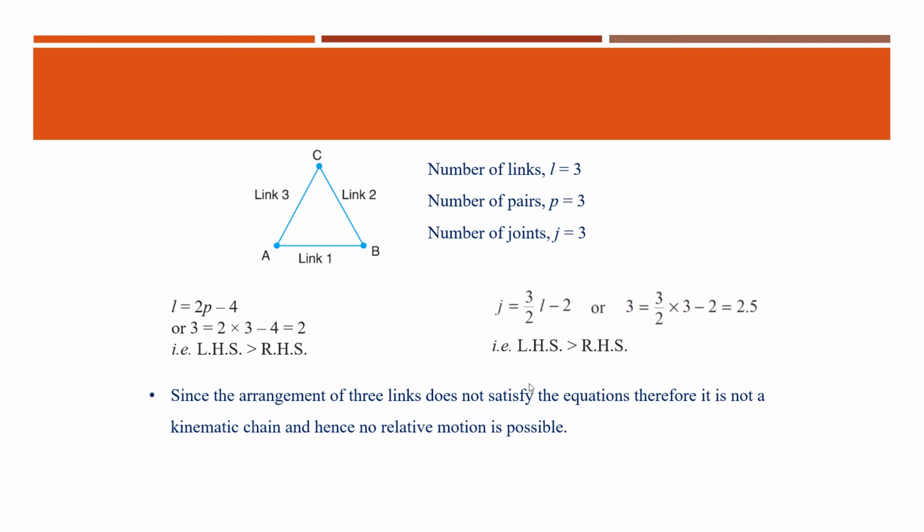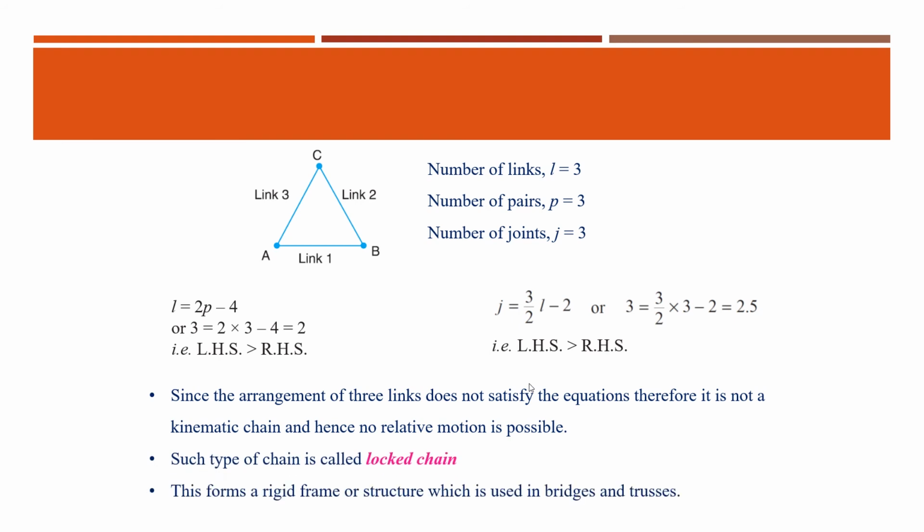Even if you look at this figure, imagine you are applying a load at the point C, there won't be any movement. So, it is not a mechanism. No relative motion is possible and such a chain is called a locked chain, or this is actually a form of a structure. We mentioned in the first class, this is a form of a structure. So, now you are familiar with how to apply these equations to determine whether it is a kinematic chain or not. Now, let us look into one more example.